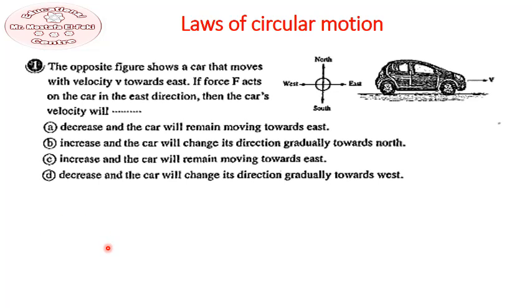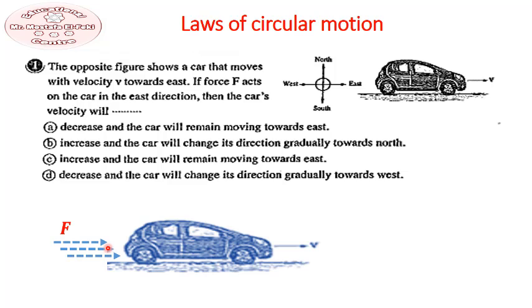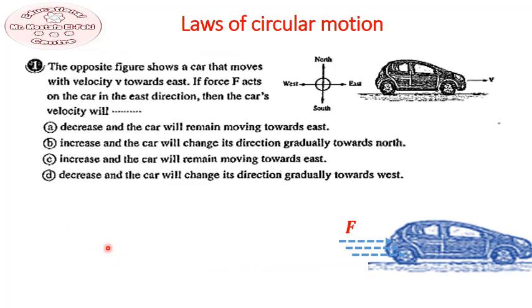First question. The opposite figure shows a car that moves with velocity v towards the east. If the force acting on the car is in the east direction, then the car's velocity will... This is the car, and this is the force that acts on the car in the same direction. Then the velocity increases without changing the direction of the car's motion.